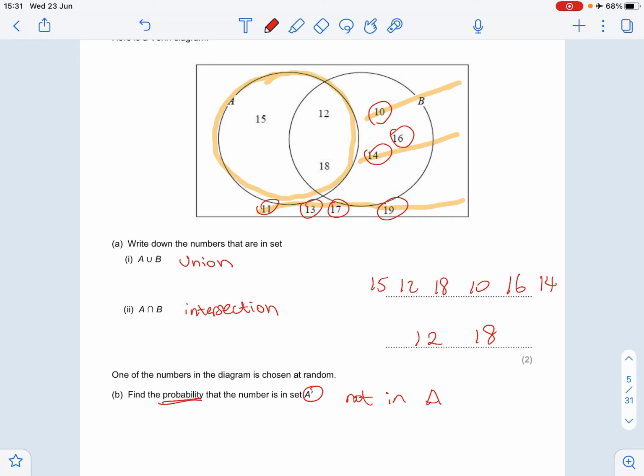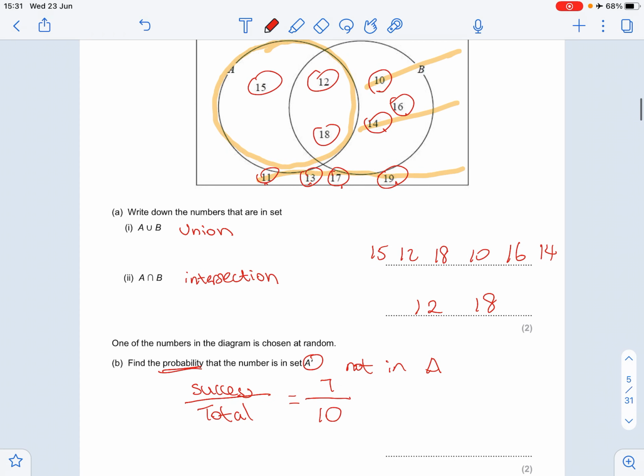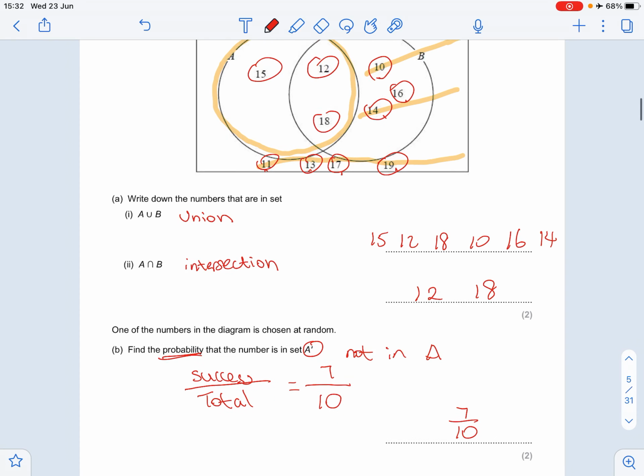And we want to find out the probability. Remember, probability is your success over your total. So how many numbers are not in A? Which is 7, so that's your success. And what's the total number? There's 1, 2, 3, 4, 5, 6, 7, 8, 9, 10. So 10 numbers in total. So the probability that the number is in set A complement is 7 over 10.